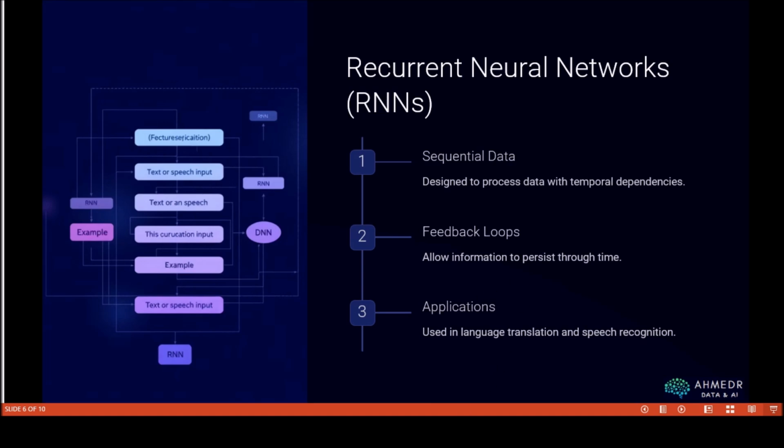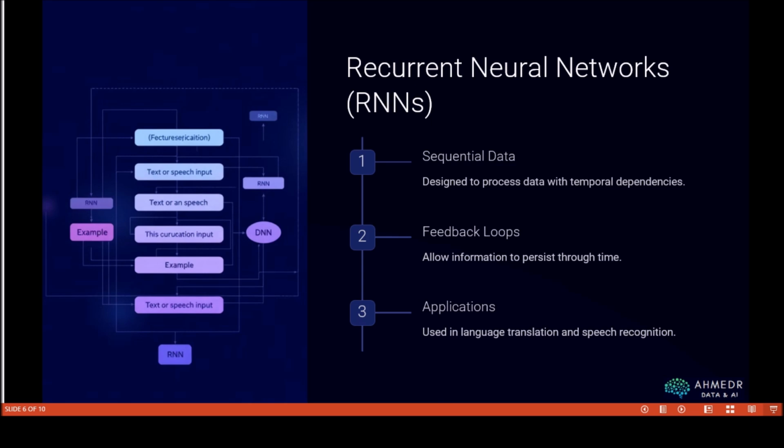The next type of neural network we talk about is the recurrent neural network, RNNs, which are specifically designed to process sequential data. Unlike CNNs, RNNs have feedback loops that allow information to persist. This makes them perfect for tasks that involve sequences like text, speech, and time series data.